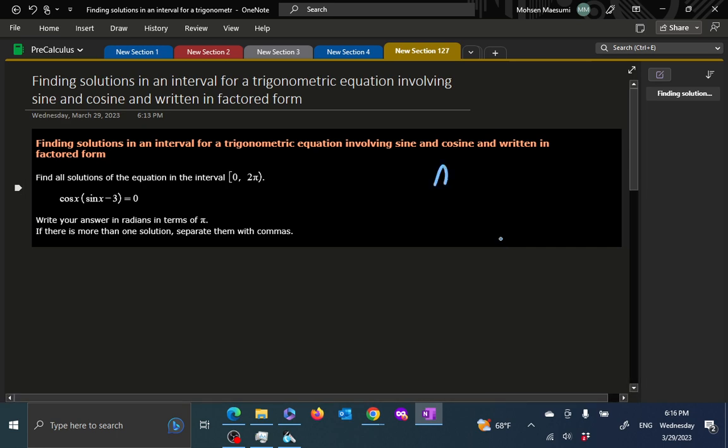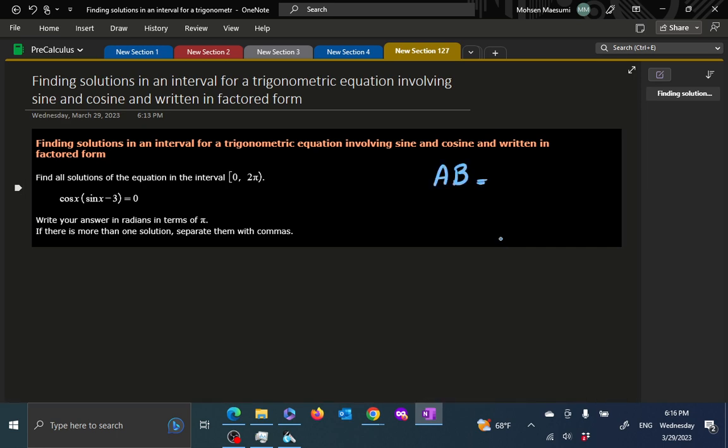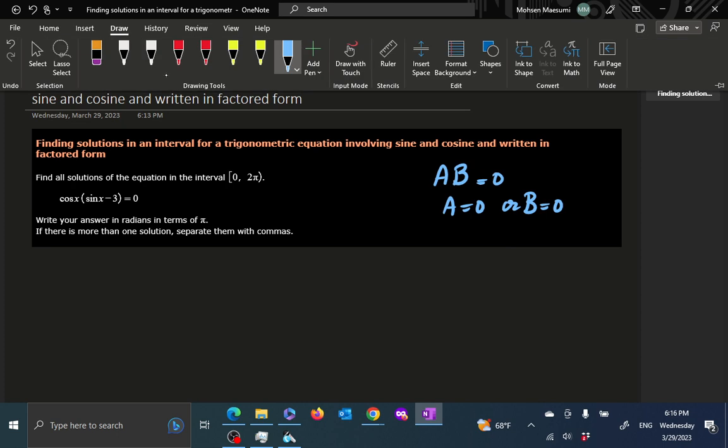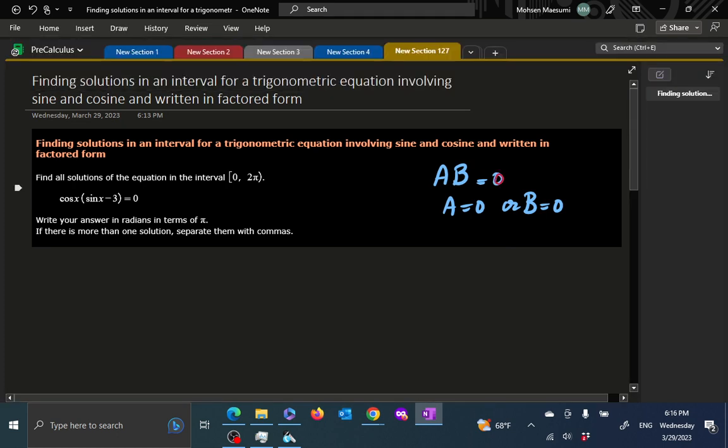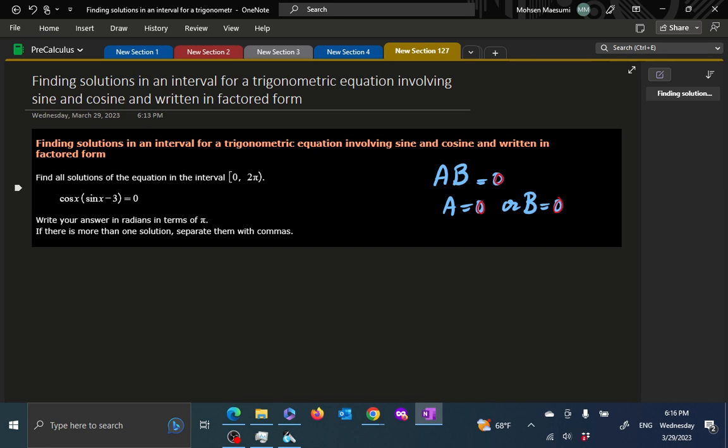Let me just remind you that if you have a product of two things equal to 0, either the first one is 0 or the second one is 0. Remember, it is crucial that we are talking about 0. It's not that if the product of two numbers is 5, then one of them is 5. It's a common mistake students make. We only have this for 0. So here are the factors. We set them equal to 0.